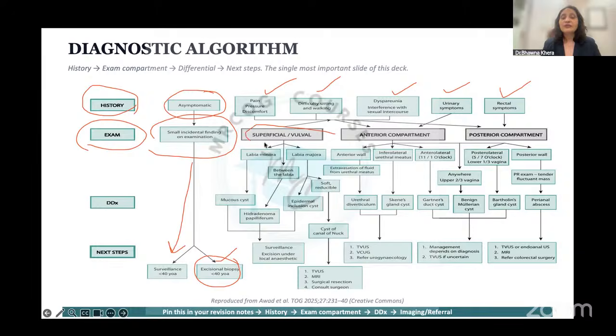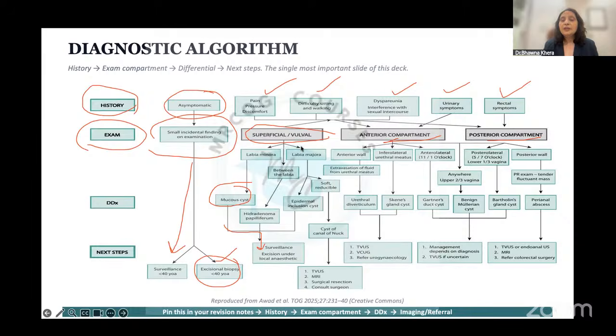Now, if we look at the pain, pressure, and discomfort, the next thing is to classify which compartment it is in, whether it is superficial, in the anterior compartment, or in the posterior compartment. Superficially, there is the labia minora and the labia majora. The labia minora does not have hair follicles or sebaceous glands. So what can occur there? It can be just a simple mucinous cyst, for which we can go for surveillance or excision under local anesthesia.